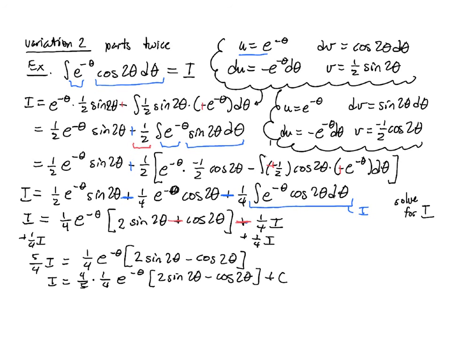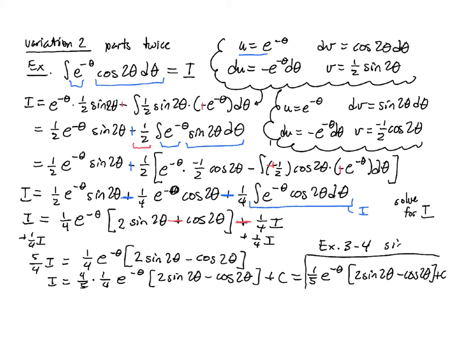And so the 4/5 and the 1/4 cancel to give us a final answer of 1/5 e to the minus theta times 2 sine 2 theta minus cosine 2 theta, all plus c. Okay. That's the final answer here. You can see other examples of this in the textbook. Examples 3 and 4 are similar.